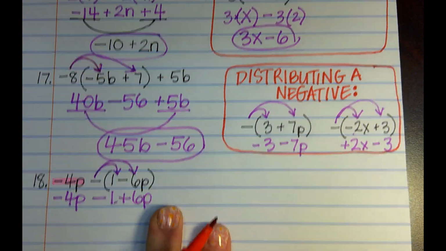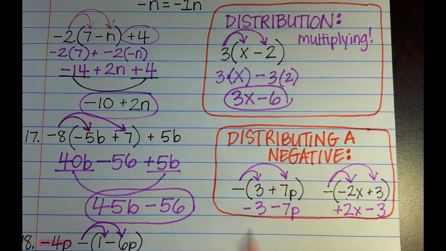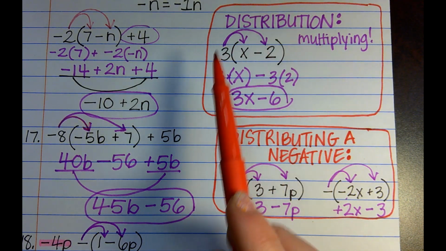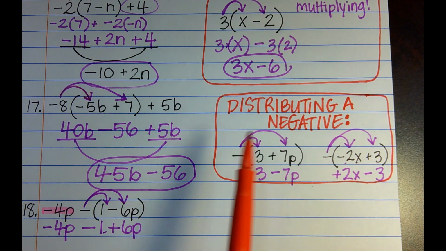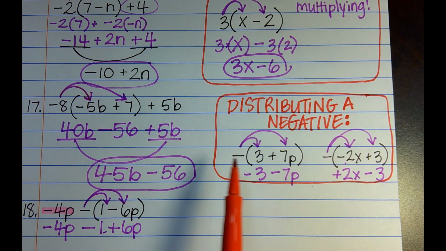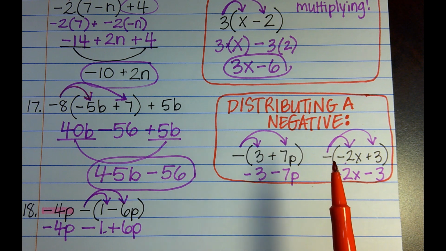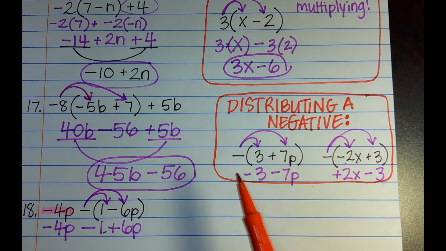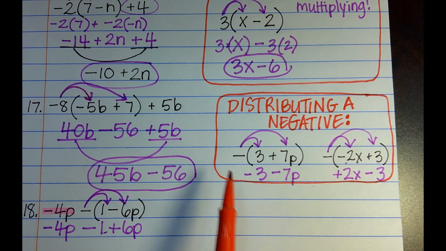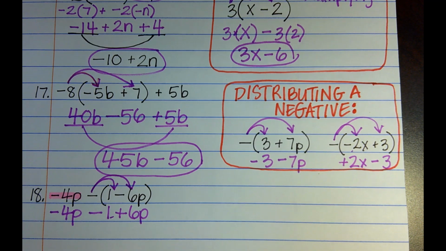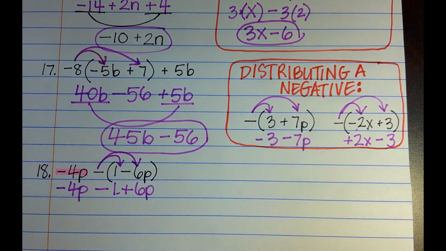Okay. So there we go. So when we distribute, we're multiplying by everything. If we're distributing a negative sign, we're just multiplying everything by, basically, -1. Just like if there's not a number next to a variable, if there's not a number next to this negative sign, we assume it's like -1. Okay. So let's finish number 18, that problem here.